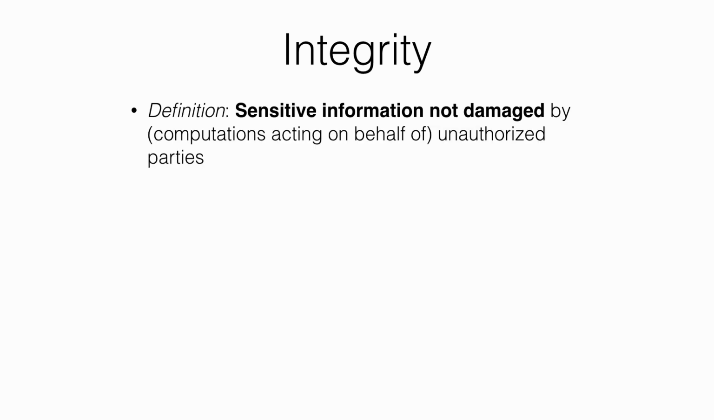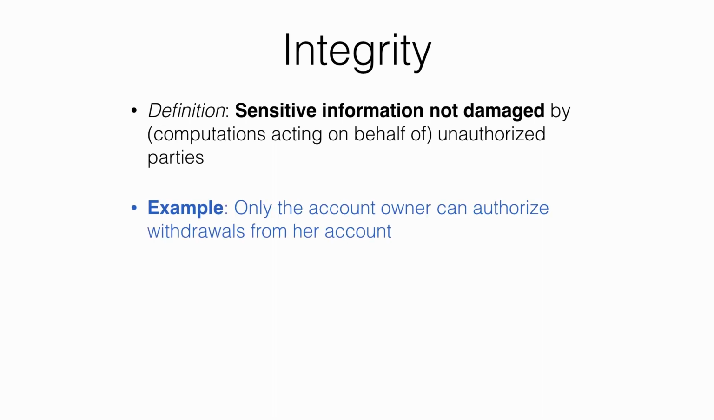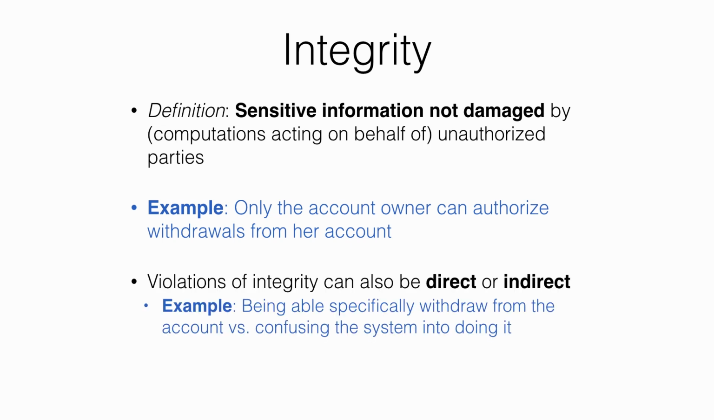The next kind of security policy that we'll consider is an integrity policy. The idea here is that sensitive information should not be damaged by computations acting on behalf of unauthorized parties. For example, only the account owner can authorize withdrawals from her account. If some other party were able to effect an account withdrawal, that would violate the integrity of the bank account balance. Once again, violations of integrity can be direct or indirect. For example, we may be able to specifically withdraw from the account because the account system does not properly authorize such actions, or there may be a way of confusing the system into doing it, for example, by using a cross-site request forgery.